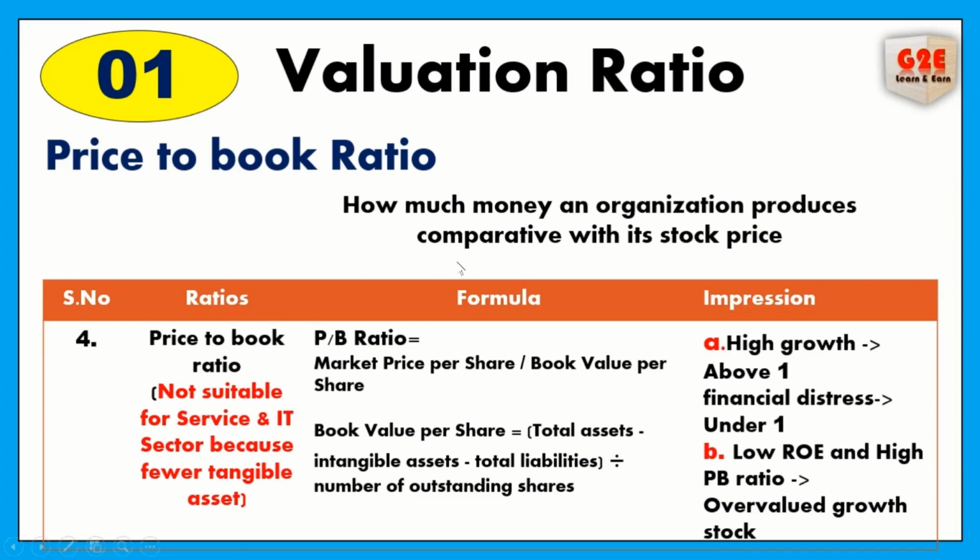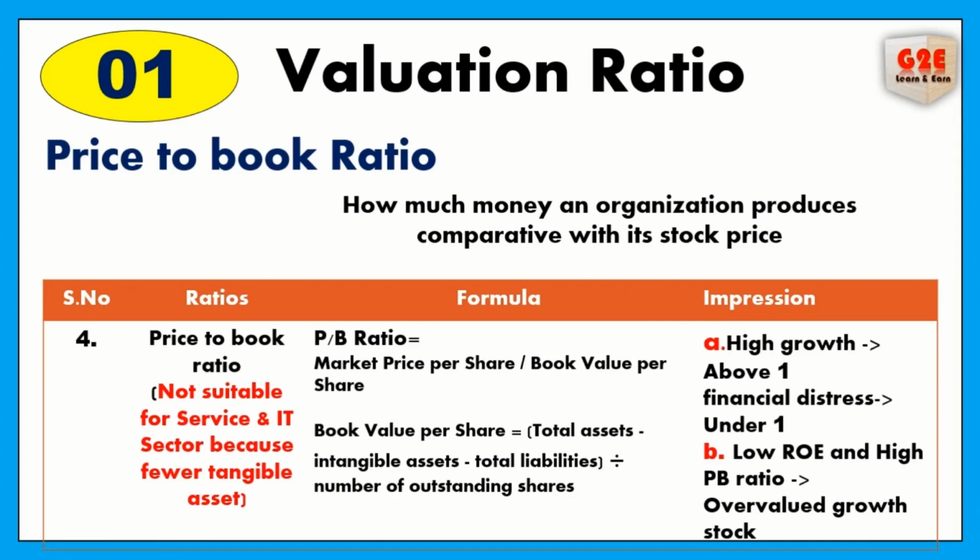All the ratios will not be helpful for all sectors. Some ratios may fit some sectors and some ratios may not fit. And the price to book ratio is not fit for the service sector as well as the IT sector. Why? Because in these two sectors the tangible assets, the fixed assets, will be very low, right? Compared with the manufacturing and production industries. So for price to book, these two sectors will not give a proper result. You are not required to compare the price to book ratio for these two. That's the reason it is given over here.